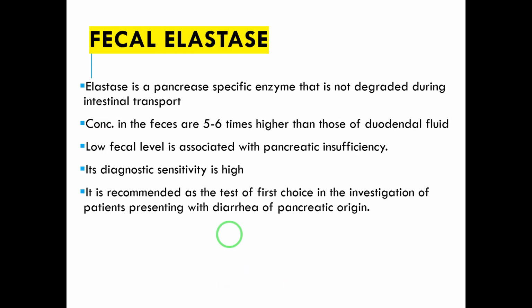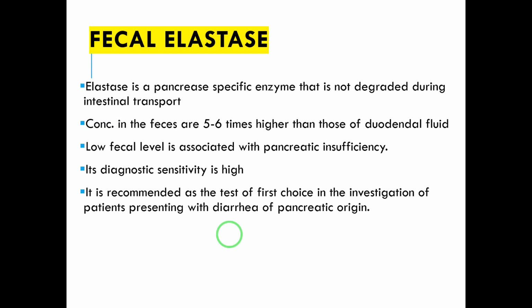One of the markers of chronic pancreatic insufficiency is the fecal elastase. Elastase is a product of the pancreas, and it is characterized by a high concentration in the feces when we compare it to the concentration in the duodenal fluid. In the feces, it is about 5 to 6 times higher than in the duodenal fluid. So if the fecal elastase is low, it means that the production from the pancreas is low, that we have pancreatic insufficiency, and it is a good diagnostic test.